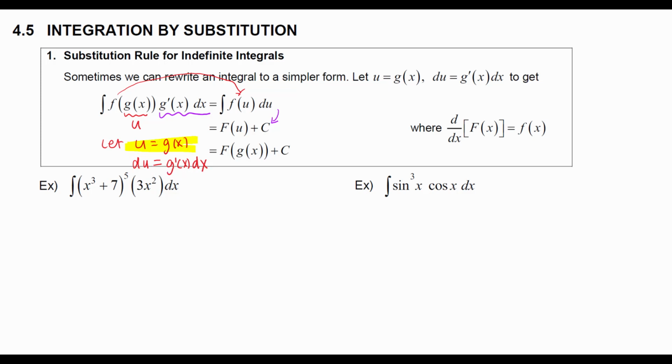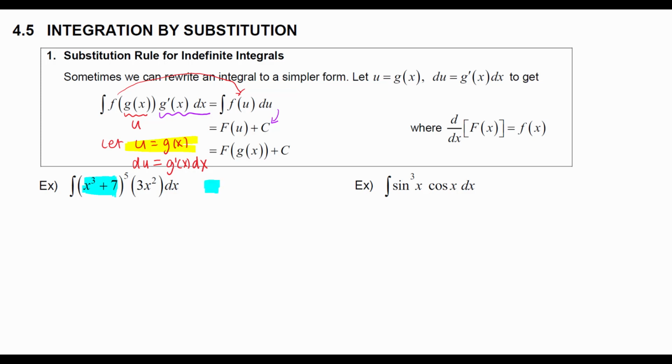Let's do some examples here. What is the integral of the fifth power of the quantity x cubed plus 7 times 3x squared dx? What is my u here? Well, look for the composite function. You are going to call the inner function of a composite function u. I see only one composite function in this product. This is a composite function. It's a function raised to the fifth power. And the inner function of that is just this. So I'm going to call that u.